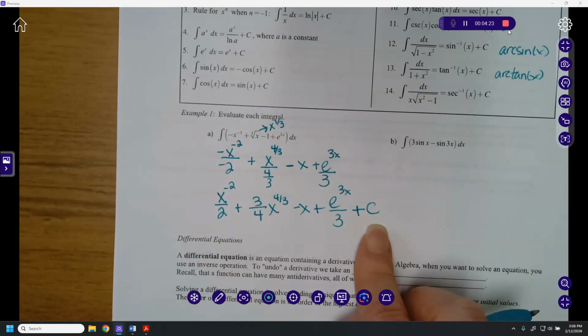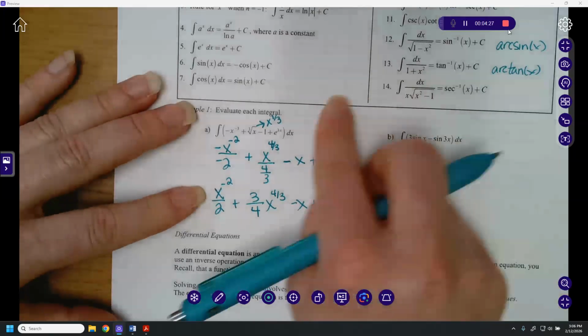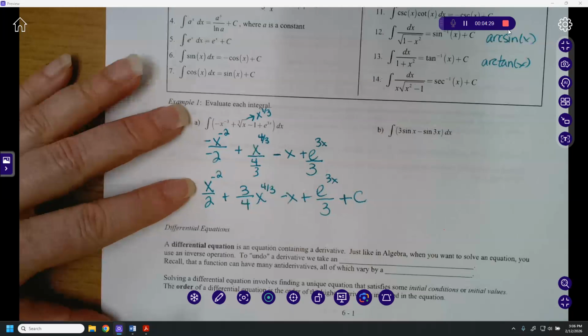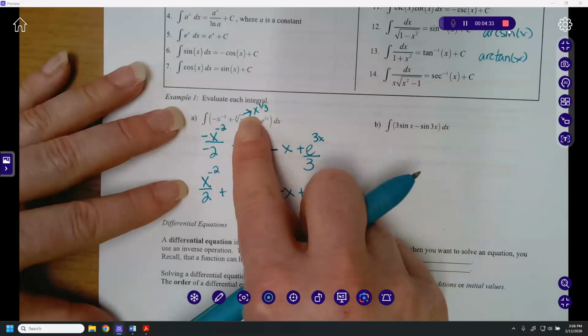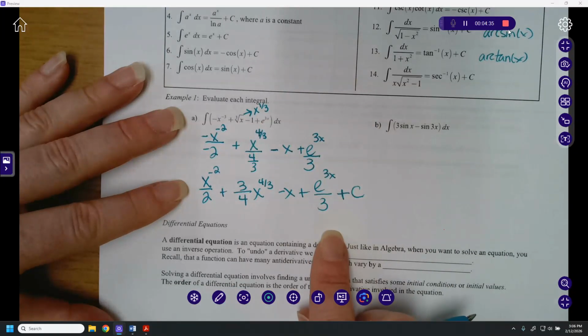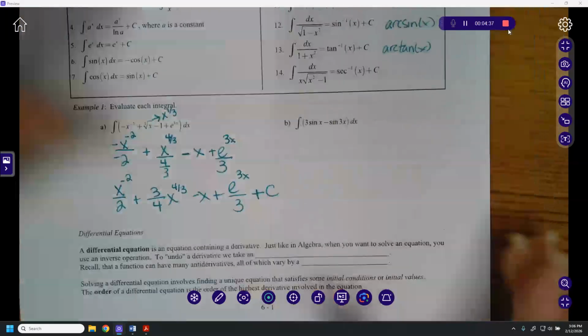If you want to check your answer and see if it's right, you can go back to the original, okay? And if you take the derivative of this, and if you don't get that, then you did something wrong. Okay, let's try another one.